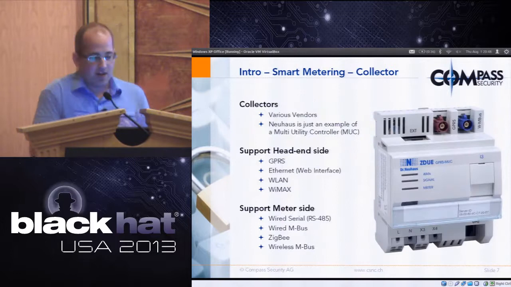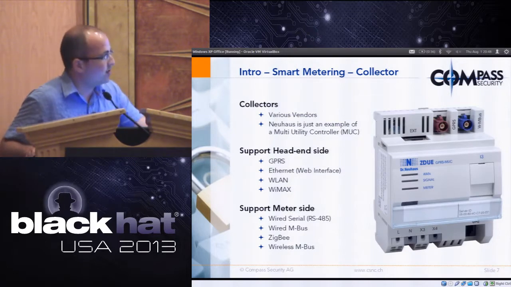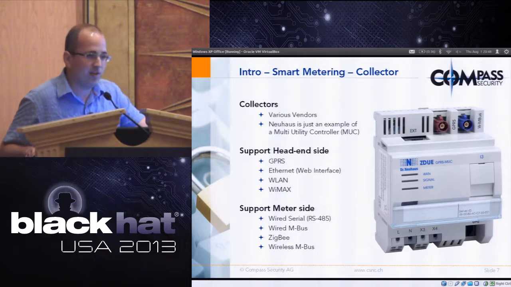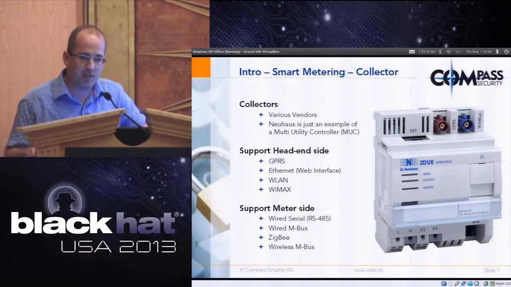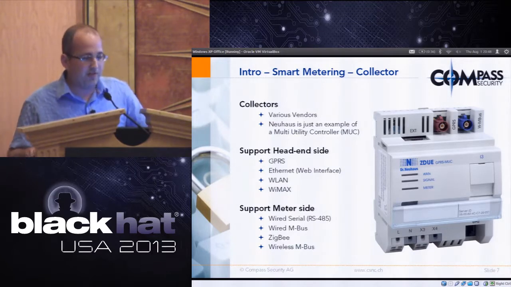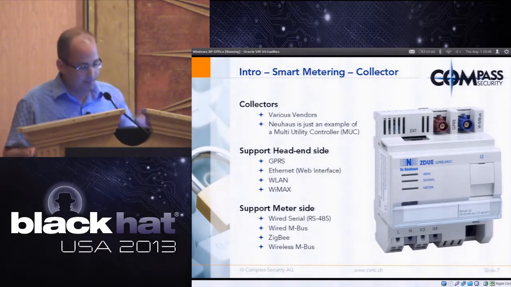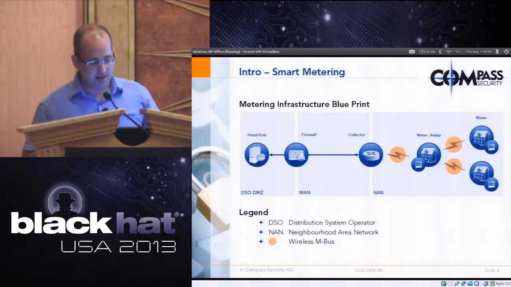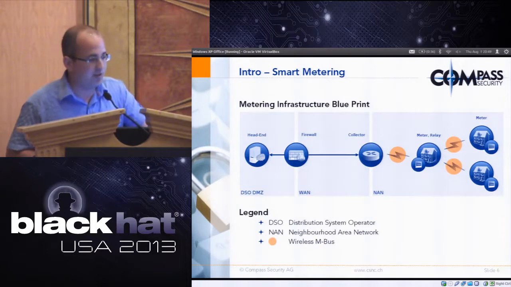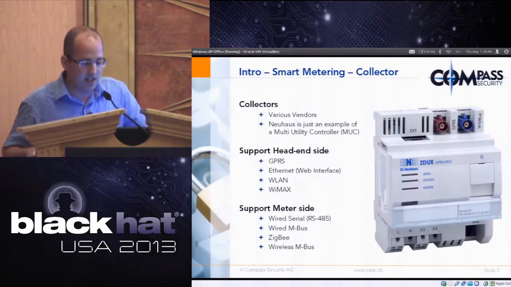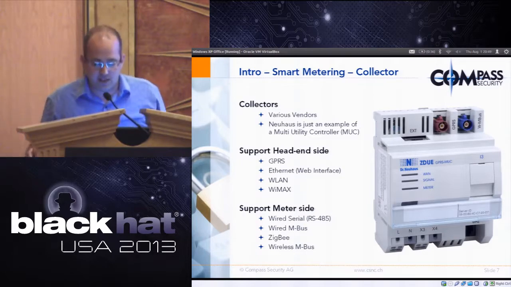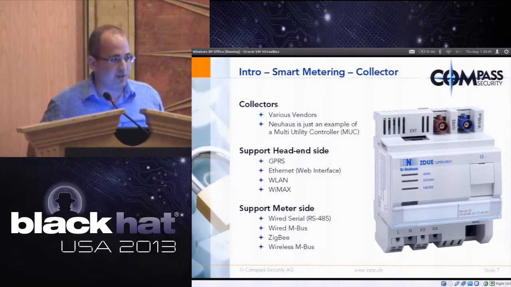You might wonder how such a collector looks like. That's a special collector which is called a multi-utility controller, so it can interface with electricity meters, gas meters, water meters, heat meters. It's actually built to fit on a top hat rail. Its head end side, so the part where it's speaking to the head end, is actually GPRS. There's a port for the antenna. There's another port for the antenna for the wireless M-Bus part. That device also has a web interface which you can connect to see what meters are connected.